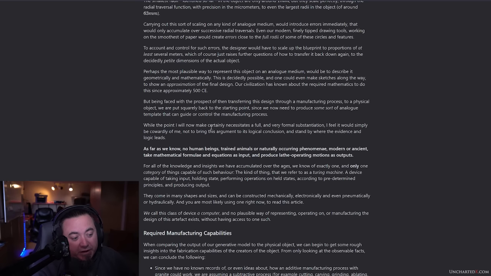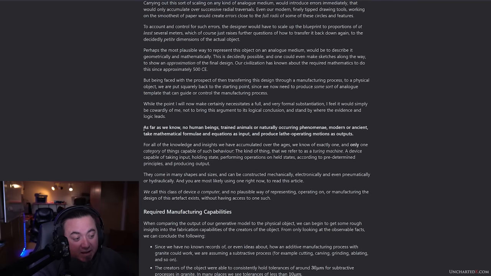While the point I will now make certainly necessitates a full and very formal substantiation, I feel it would simply be cowardly of me not to bring this argument to its logical conclusion and stand by where the evidence and logic leads. As far as we know, no human beings, trained animals, or naturally occurring phenomena, modern or ancient, take mathematical formulae and equations as input and produce lathe operating motions as outputs.